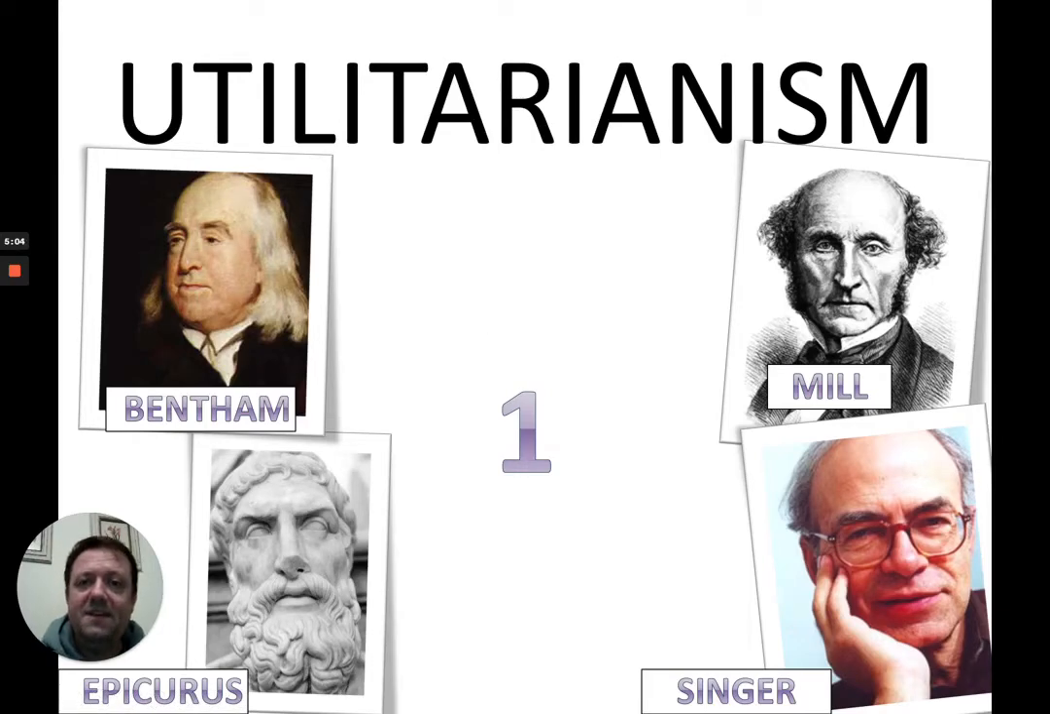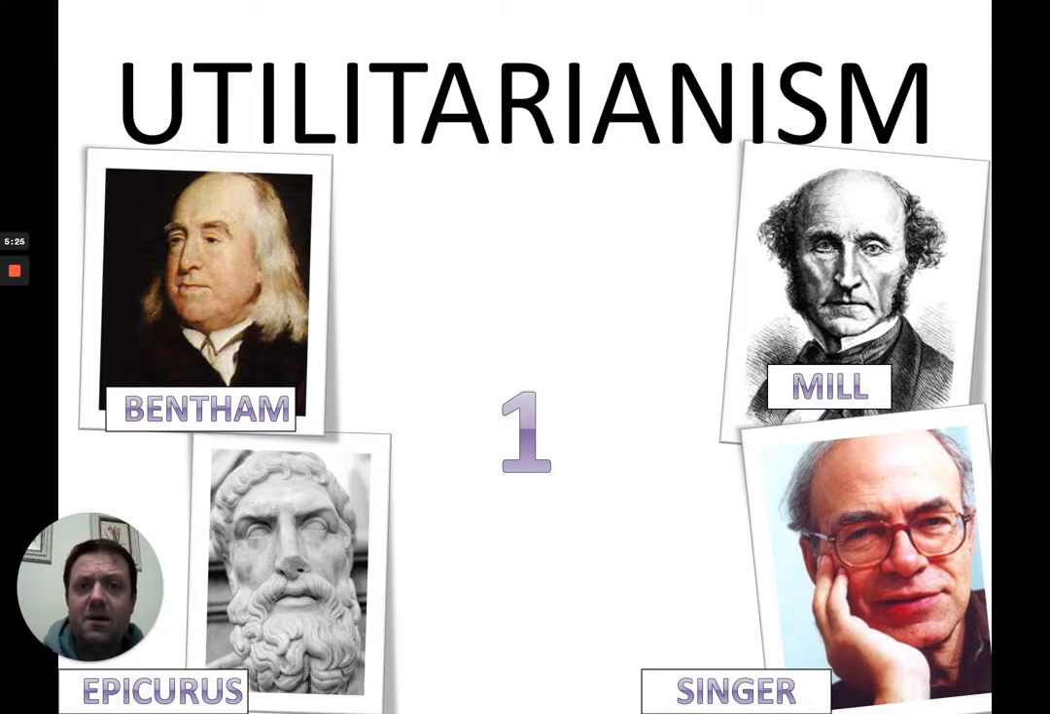Hello! In this video we are going to be looking at the first of three moral theories that you need to know about in the AQA specification. Utilitarianism. And the two main utilitarian philosophers that you need to know about are Jeremy Bentham and John Stuart Mill.